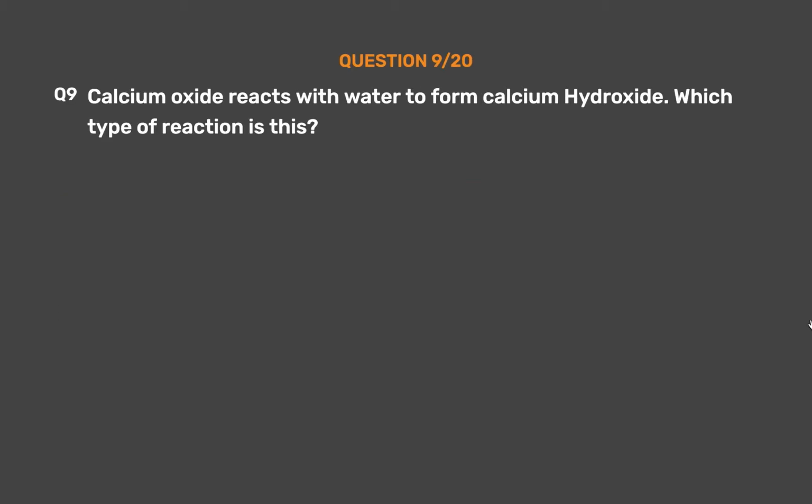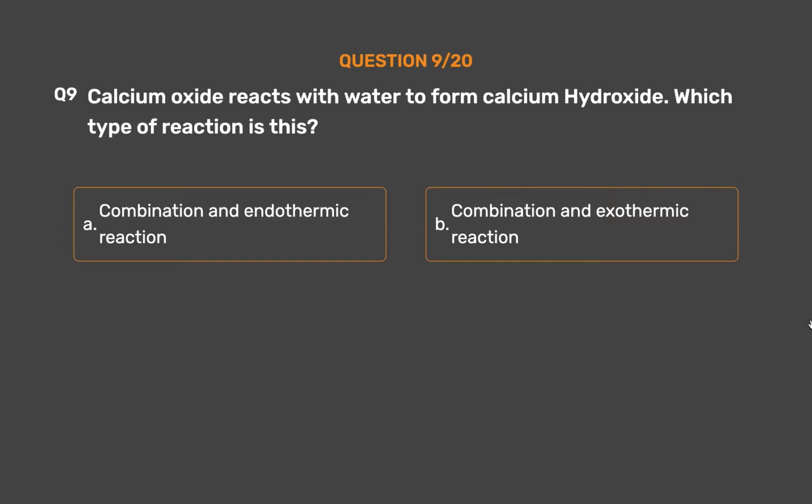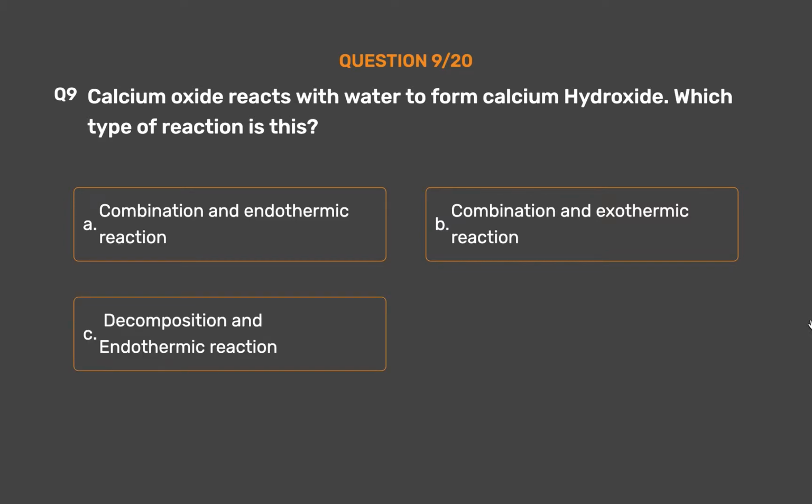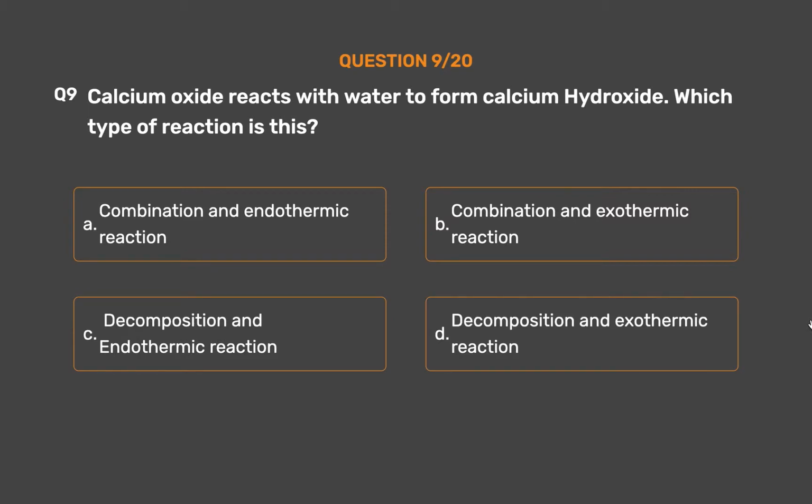Question number 9. Calcium oxide reacts with water to form calcium hydroxide. Which type of reaction is this? Option A. Combination and endothermic reaction. Option B. Combination and exothermic reaction. Option C. Decomposition and endothermic reaction. Option D. Decomposition and exothermic reaction.